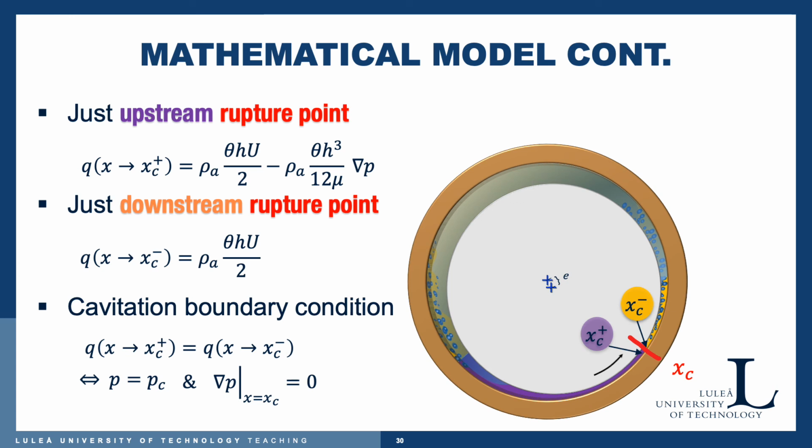This means that at that rupture point we have a cavitation boundary condition, and that tells us that at this point the pressure P must be equal to the cavitation pressure, and the gradient of the pressure at this point XC must be 0.